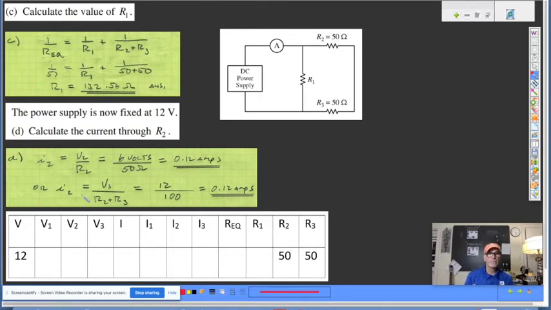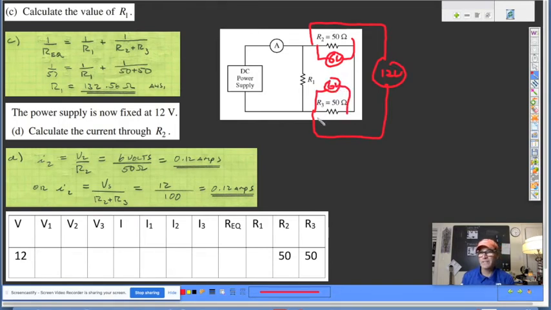So the voltage across R2, we know to be 6 because the voltage is going to divide in these two resistors. Knowing that the total voltage across both resistors is 12 volts, that means R3 has a voltage drop of 6 volts. So voltage divides when it comes to resistors in series. And whether we need to know that or not, the voltage across R1 is 12 volts.